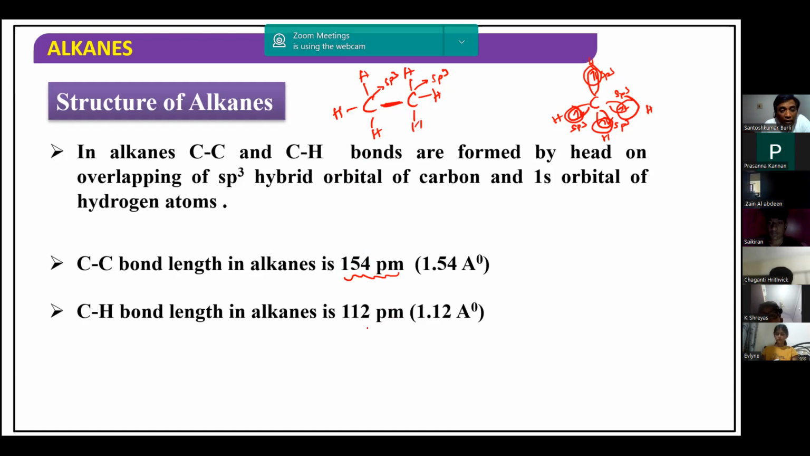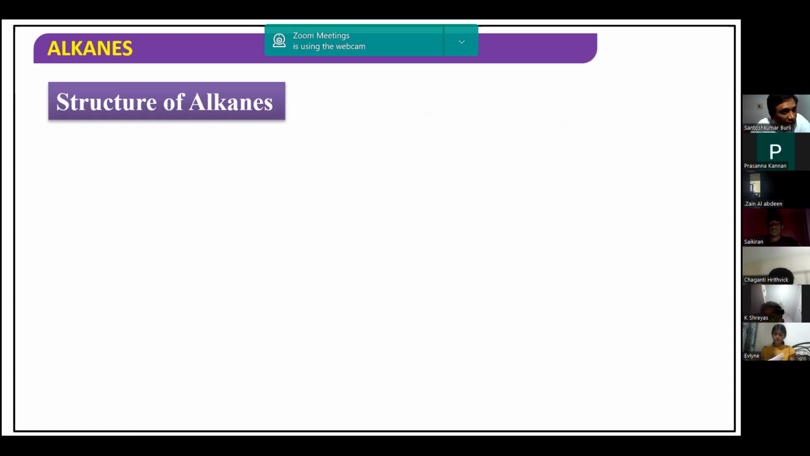It is 112 picometers. Can you tell me why there is a difference in the bond length between C-H and C-C? Why is the C-C bond length longer than the C-H bond length? For bond length, we mainly concentrate on the size of the atoms. Carbon is larger than hydrogen because hydrogen is smaller. The smaller the atoms, the shorter the bond length. Therefore, the C-H bond length is shorter and the C-C bond length is a little bit longer in these alkanes.